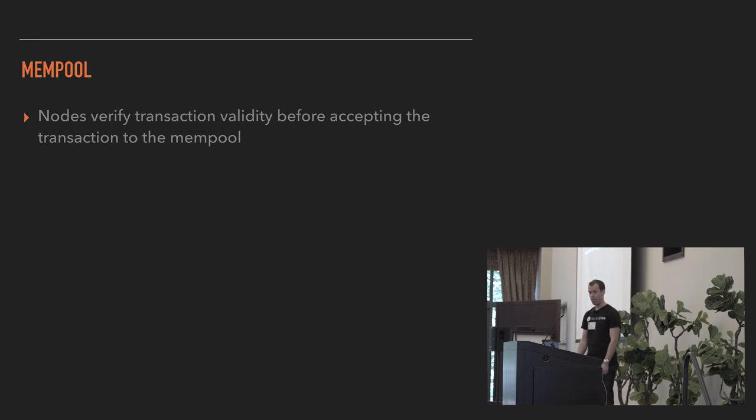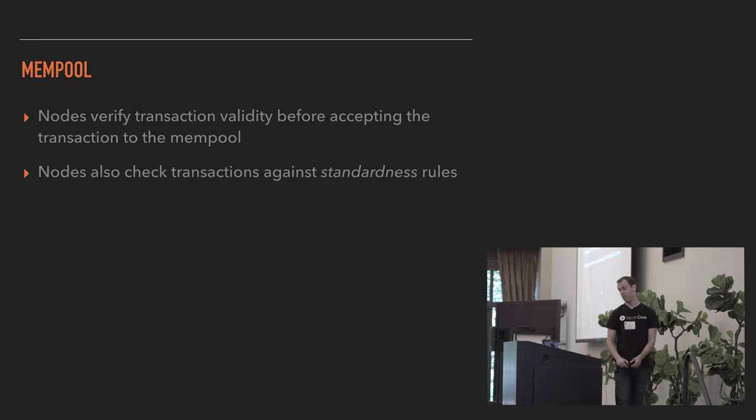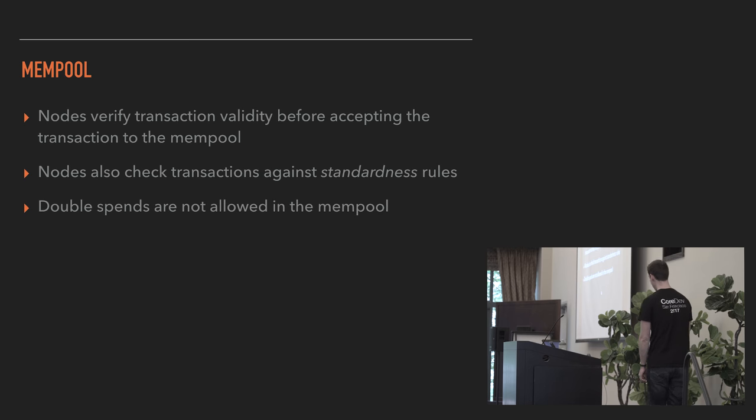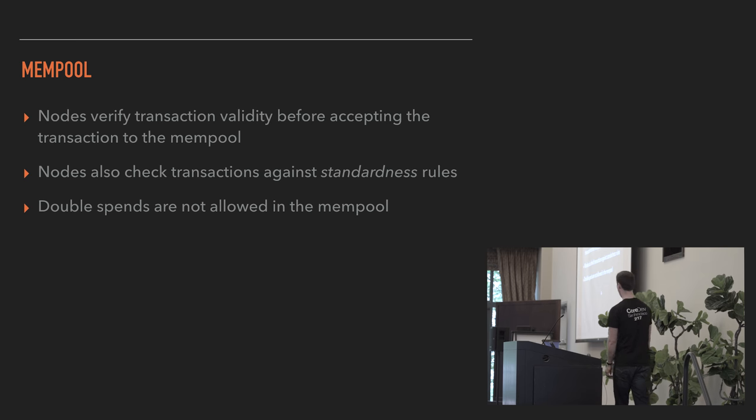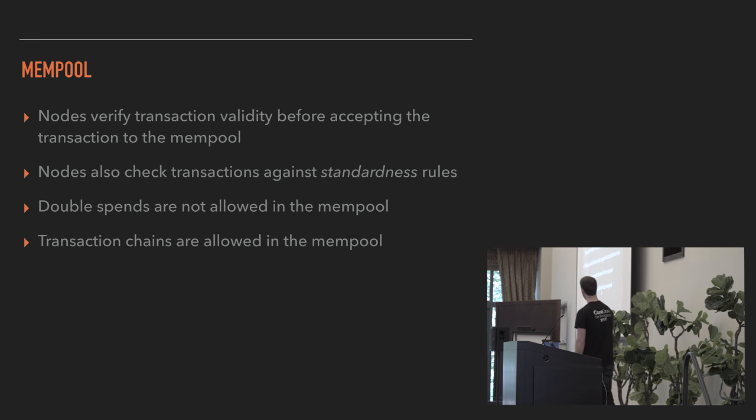Like I said, nodes verify the validity of transactions before they go into the mempool. They verify that they are consensus valid. They'll also check them against standardness rules, which is something I mentioned before. And double spends are not allowed. So if you have two conflicting transactions, the one that arrived first is the one that will stay in your mempool. Transaction chains are allowed. So you're allowed to spend from an unconfirmed transaction. You can have a chain of ancestors and descendants in your mempool. I think the default is 25 deep.